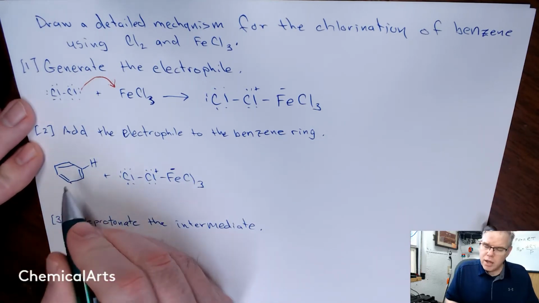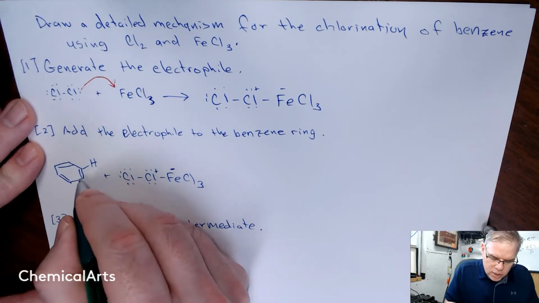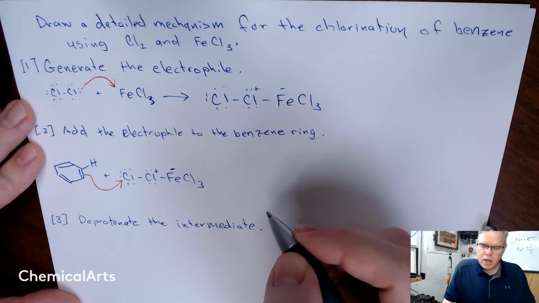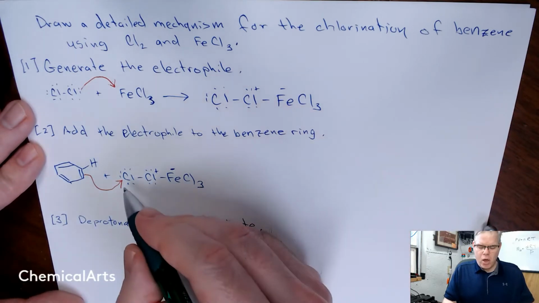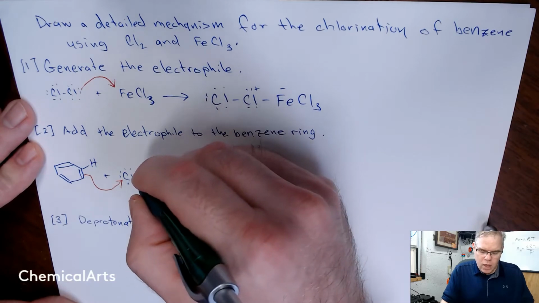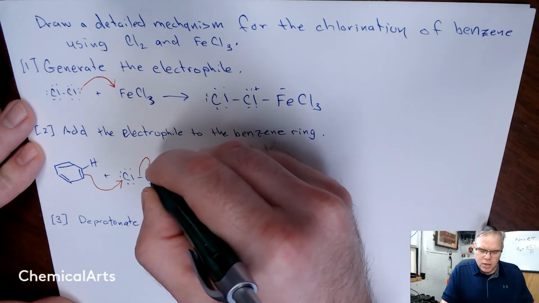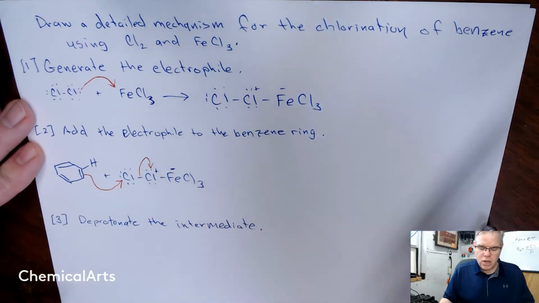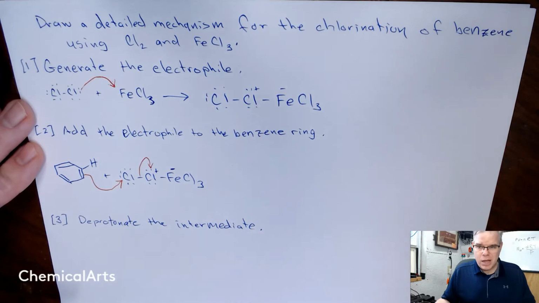We're going to draw it, interestingly, to this chlorine that is on the end. So we'll draw an arrow to that chlorine. Since we're making a new bond with that chlorine, we need to break a bond between the two chlorines. So we'll draw an arrow from that bond to that middle chlorine that has the positive charge. When we do that, that'll give us FeCl4 minus and our intermediate.